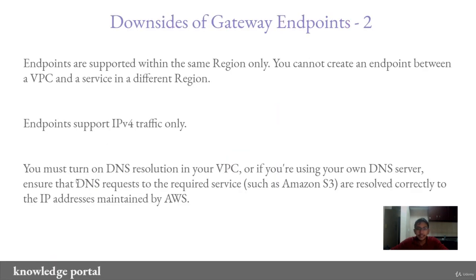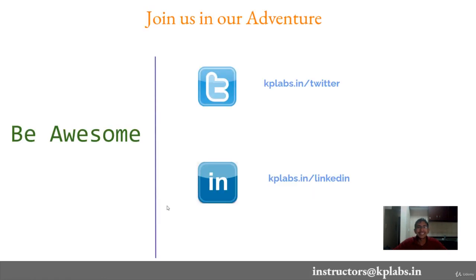And this is the reason why it is important to ensure that either you use a DNS resolution that is part of the VPC, or for your own DNS server, you have to ensure that the request is resolved correctly to the IP address that is maintained by AWS. That's great. So I hope with this you understood about the gateway VPC endpoint in great detail.